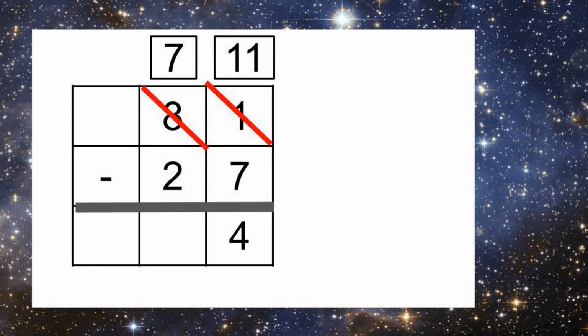Then subtract the tens place. 7 minus 2 equals 5. The final answer is 81 minus 27 equals 54. Did you get it right? Good job!